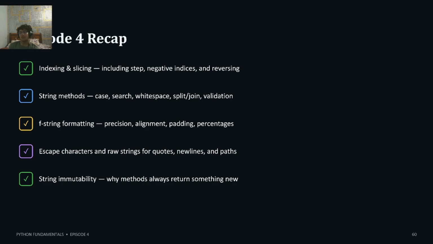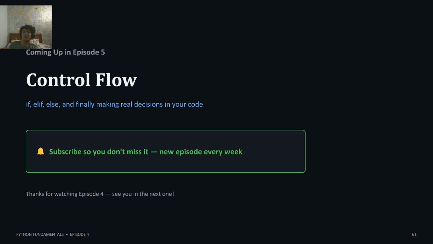In episode 5, we are finally covering control flow: if, elif, else, and how to make your program actually make decisions instead of just running top to bottom. This is where everything from the last four episodes starts coming together into real dynamic programs.